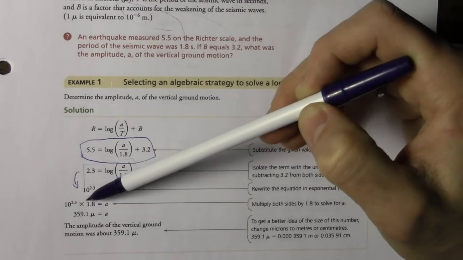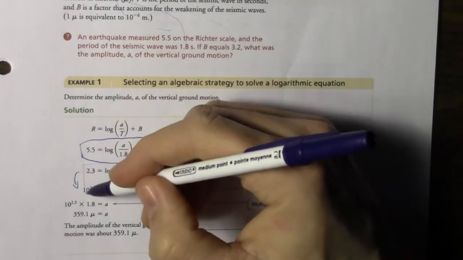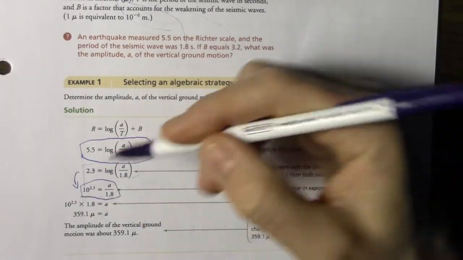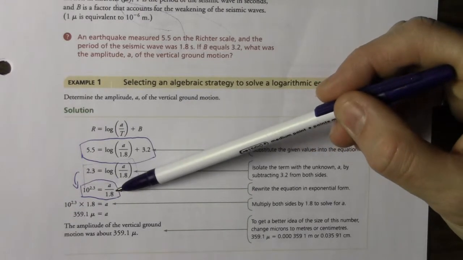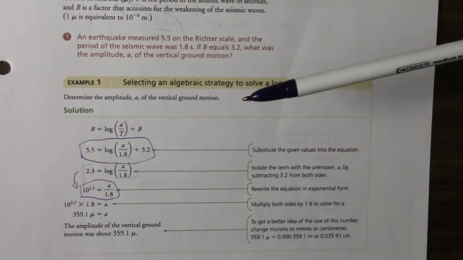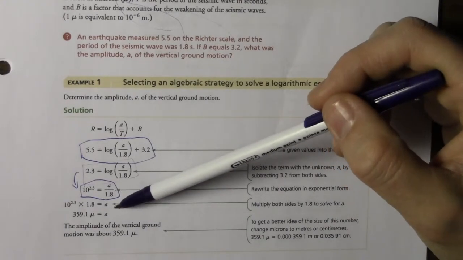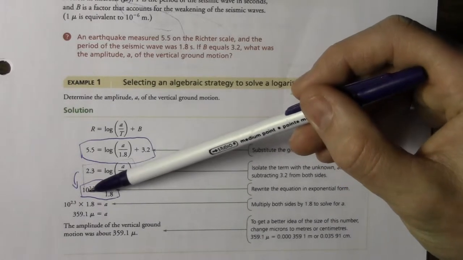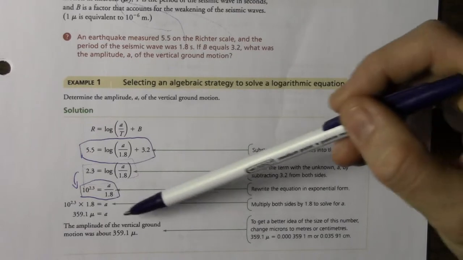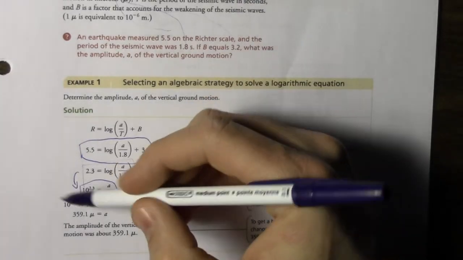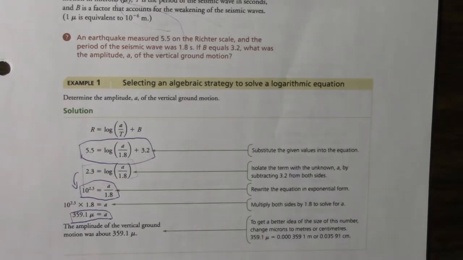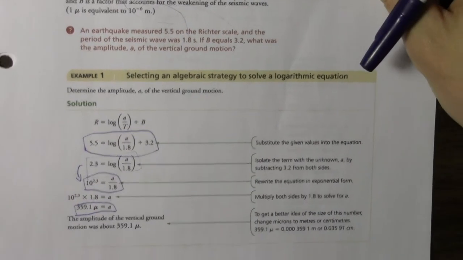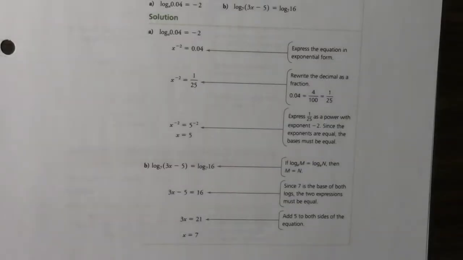Okay, so here we have now this equation, and we can use our simple opposite operations to solve for A. Any questions there? So now we just multiply 10 raised to the exponent of 2.3 by 1.8, and we get 359 microns for A. Any questions? Okay, pretty straightforward.